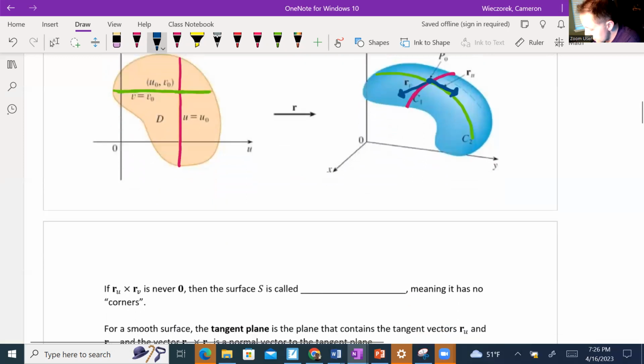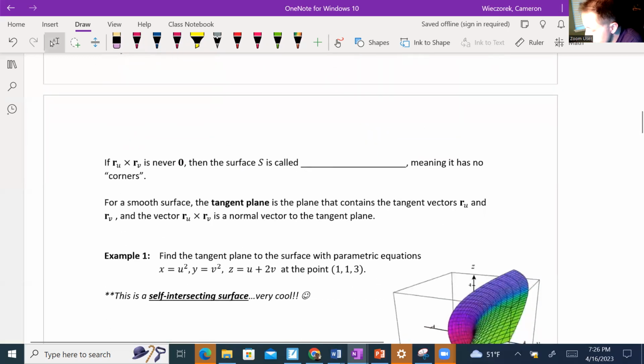And so a couple hypotheses here. If RU cross RV, think about what that would be giving us. This is going to give us some type of normal vector, right? Anytime we took a cross product of two vectors, it gave us a normal vector to the surface. We're going to need that in order to write the equation of a tangent plane. So we don't want that to be 0, though. Otherwise, we don't get a tangent plane.